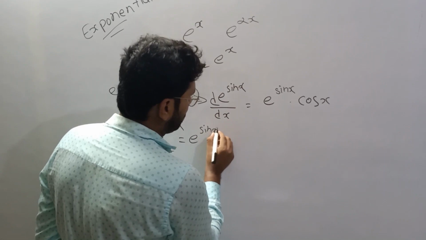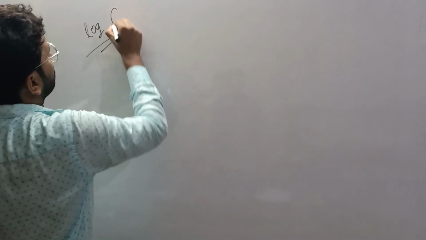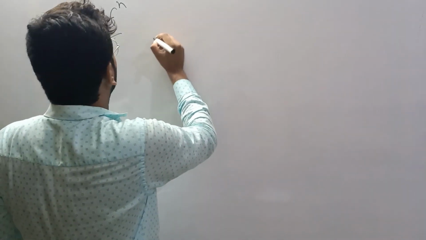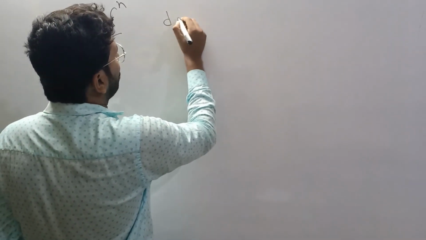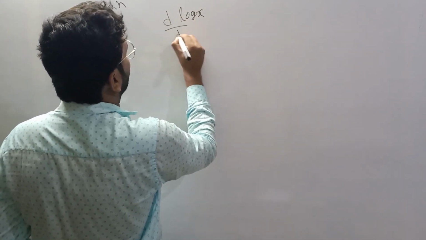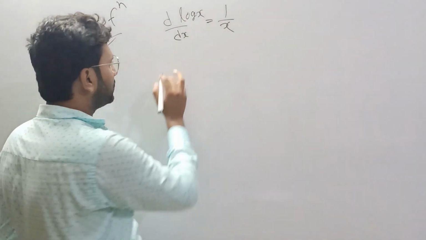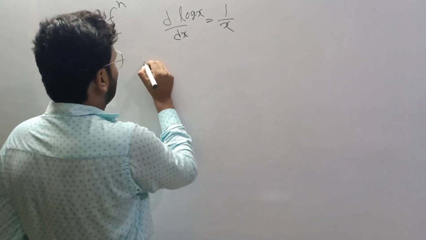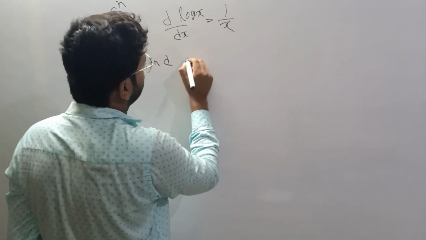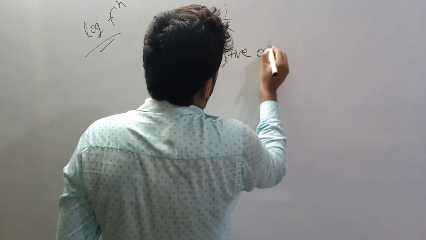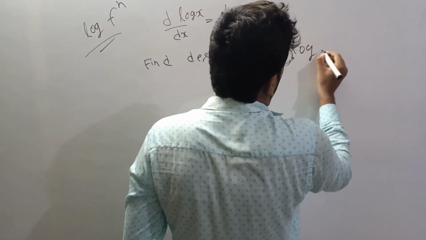Now suppose they have given log functions or logarithm type of questions. In exams they will ask you, first of all, what is the most basic formula of logarithm functions? The derivative of log x with respect to x is 1 by x. This is the most basic formula for this type of question. Now find the derivative of log sin x.